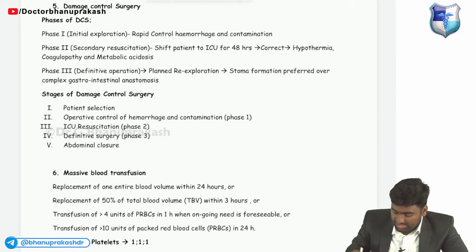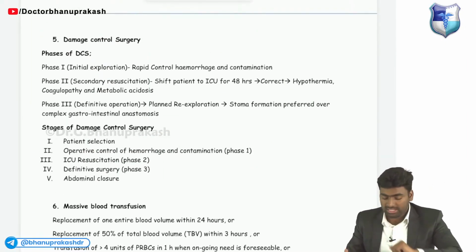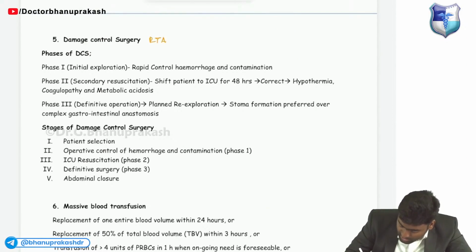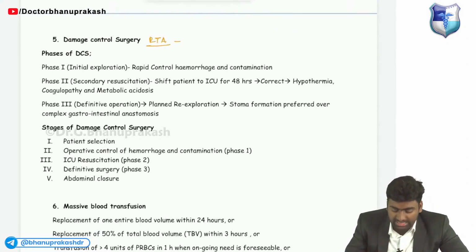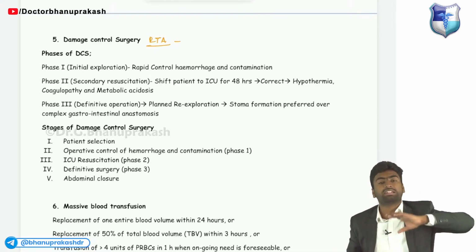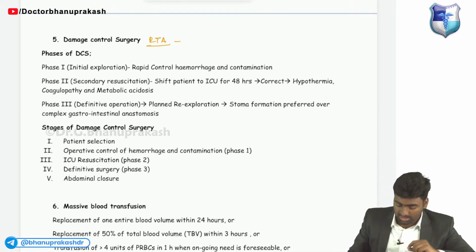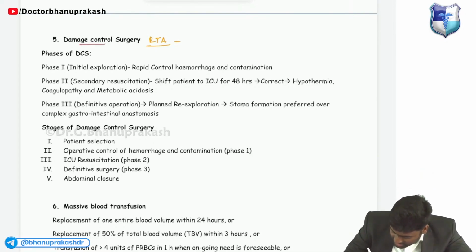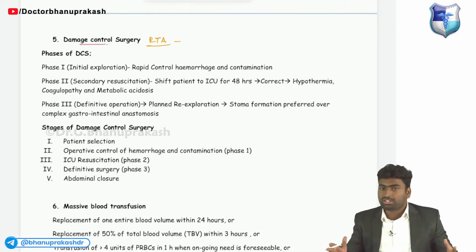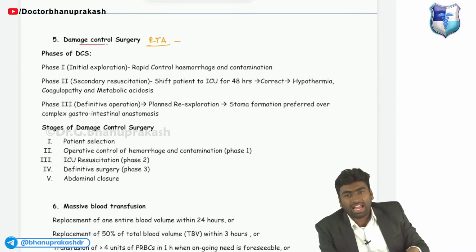Next we'll discuss about this damage control surgery. For example, you saw this RTA patient with multiple injuries. The BP starts decreasing from stage 2, whereas heart rate will start increasing mainly from stage 3. That's to remember. Okay. In the case of damage control surgery, the patient is having multiple injuries, but we need to act based on the need.